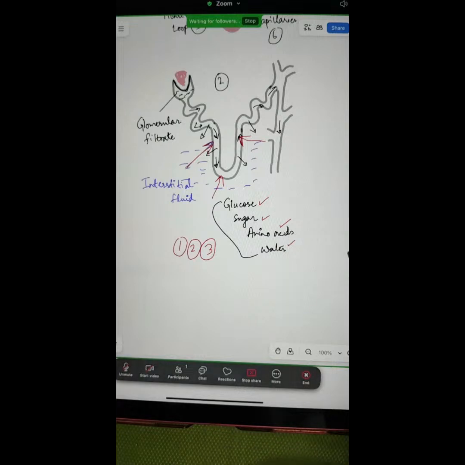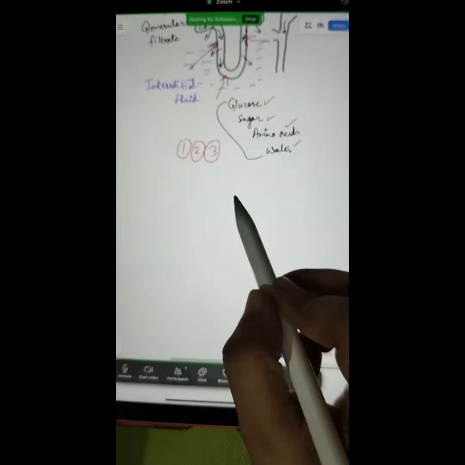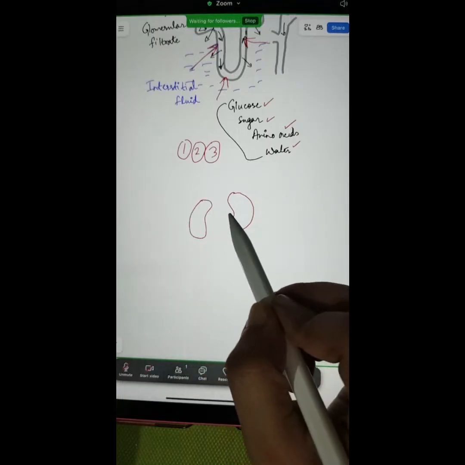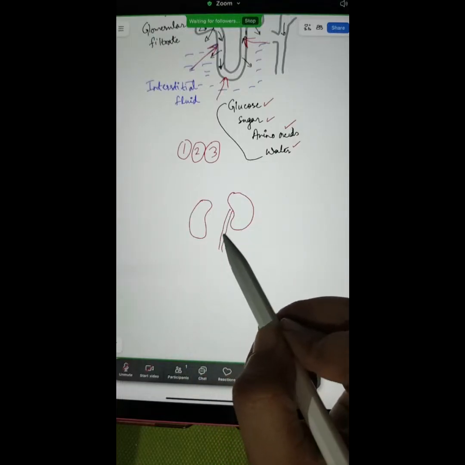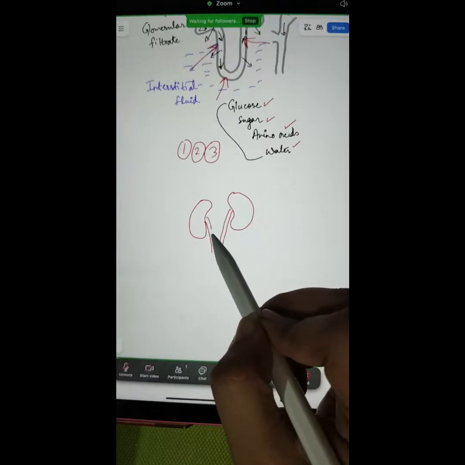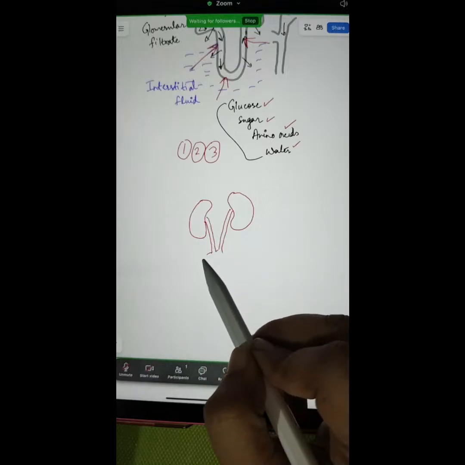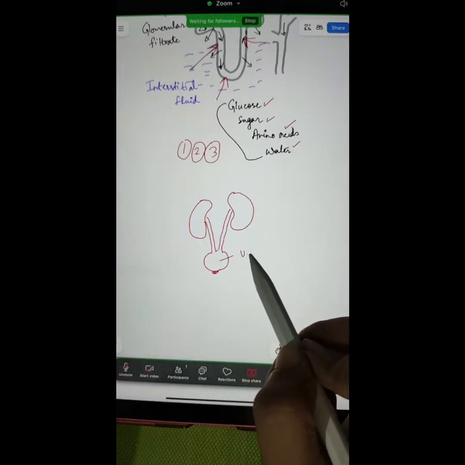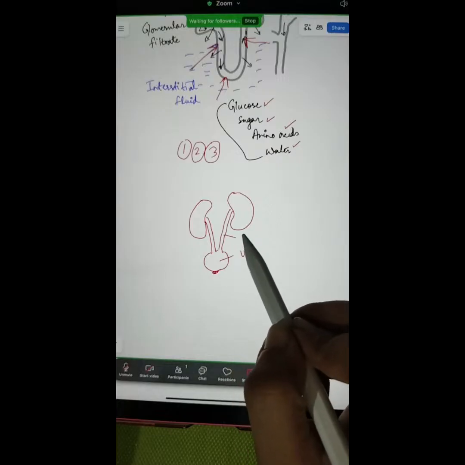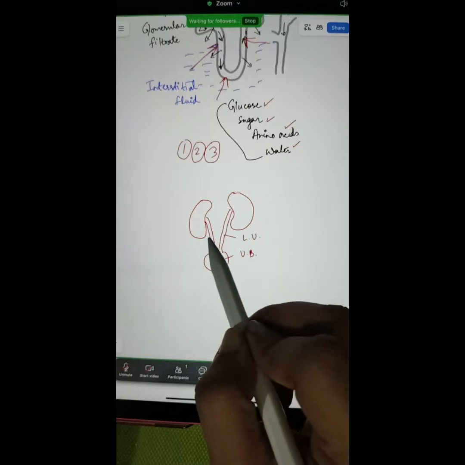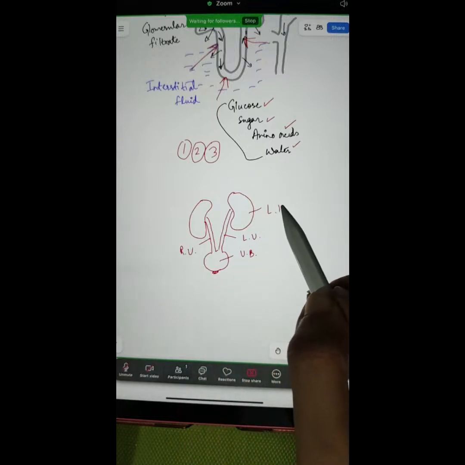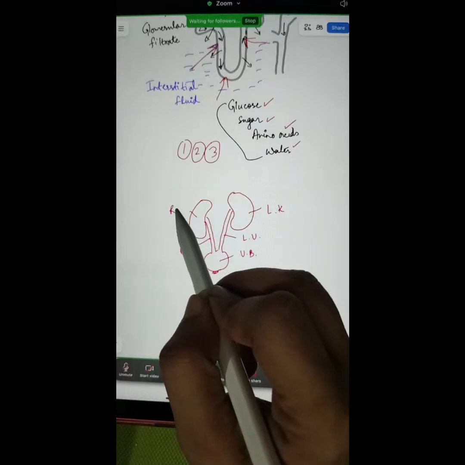So in the kidney, there are numerous collecting ducts, and I am making the diagram of the kidney again. Once the urine is formed, it will come into the ureter, and from both the ureters, it will come into the urinary bladder. UB means urinary bladder. This is going to be the left ureter. This is going to be the right ureter. This is going to be the left kidney. This is going to be the right kidney.